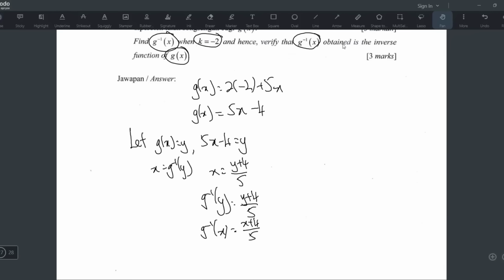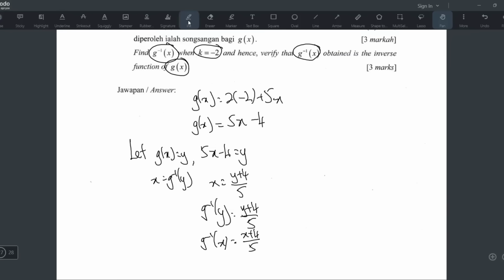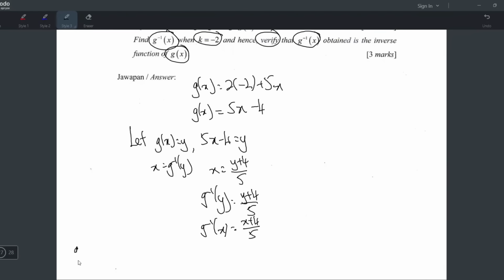Verify that g inverse obtained is the inverse function of g(x). Okay, let me tell you how to determine, how to verify whether two functions are inverse of each other. Okay, very easy. You find g inverse g(x), and then you find g g inverse x. Okay, if both these give you x, that means they are inverse of each other.